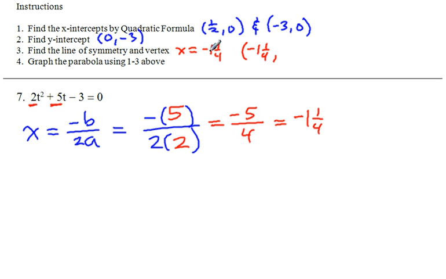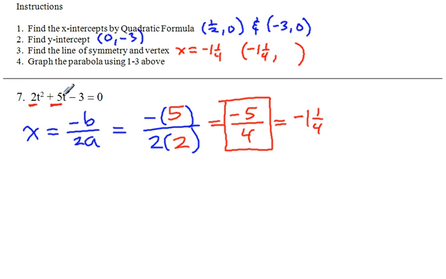X equals a number is a vertical line. The vertex is a point at that spot for x, but the y-coordinate needs to be figured out. So to find out the y-coordinate, we're going to go ahead and use our equation and plug in the x-coordinate. But when you substitute, don't use the mixed number version. Use the improper fraction version. So we're going to plug in -5/4 in for x.